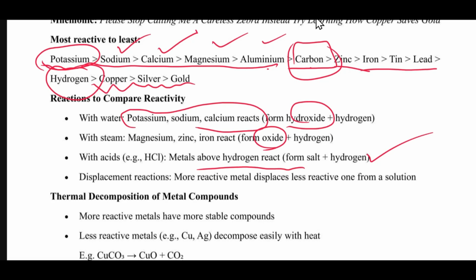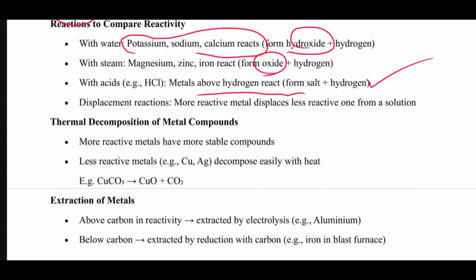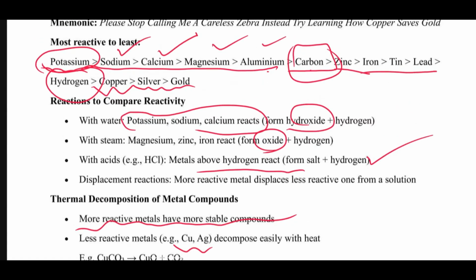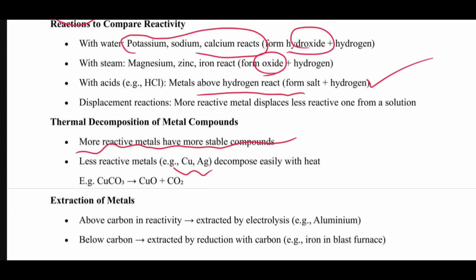Okay, let's see now the thermal decomposition of metal compounds. Most of the metal compounds cannot be thermally decomposed. They need a very high temperature to be decomposed. So that's why more reactive metals have stable compounds. But the less reactive metals, for example copper or silver, that are below hydrogen, their compounds have a very low melting point, or you can say boiling point, so you can easily decompose them.